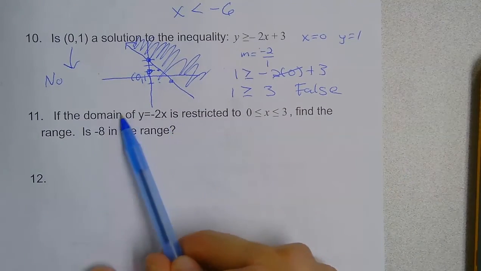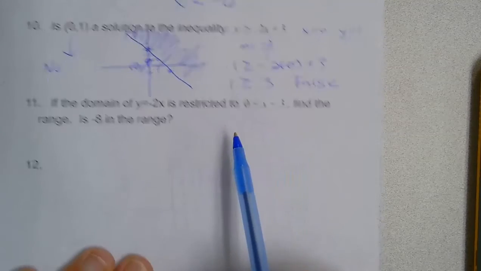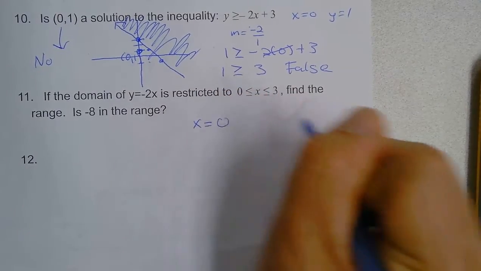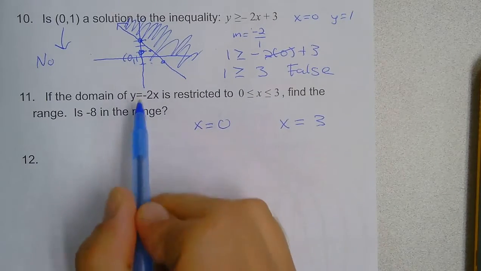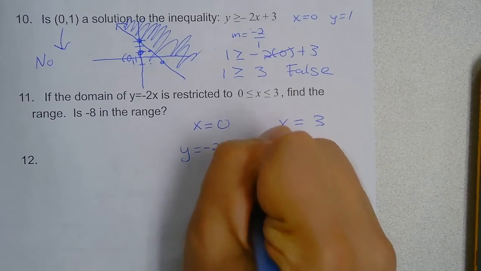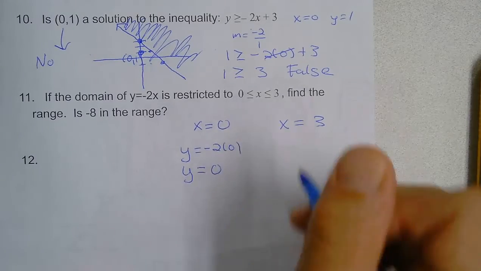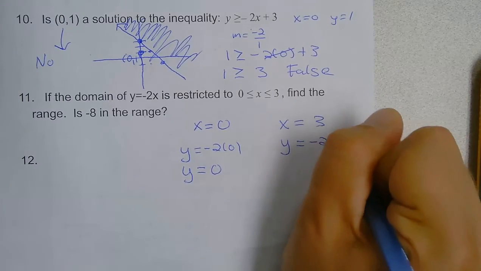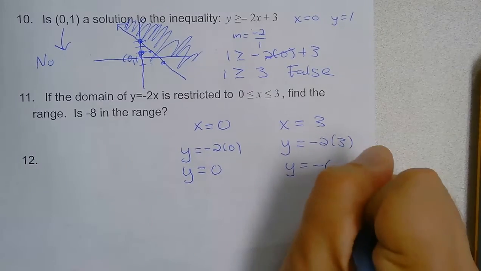So now here, if the domain of x is restricted to x being between 0 and 3, what's the range? So what you would do is put in x equals 0 and x equals 3 and see what are the y values. So if I substitute that in, we have y equals negative 2 times 0. So that means y is going to have one value being 0. And then also y equals negative 2 times 3. So y is equal to negative 6.